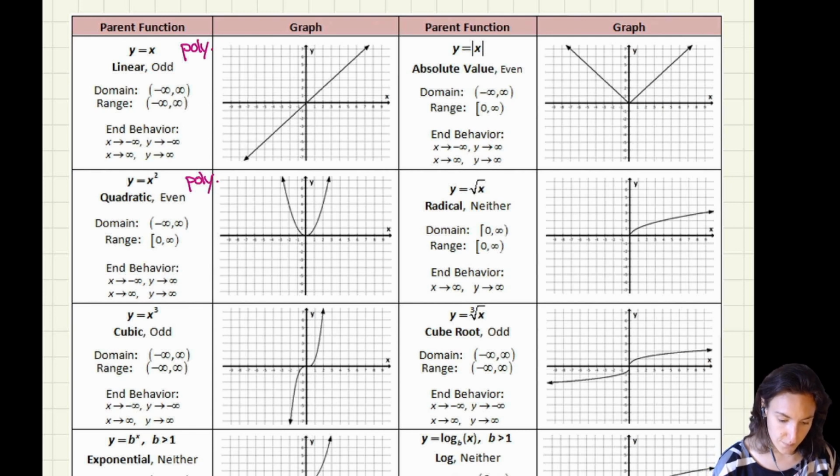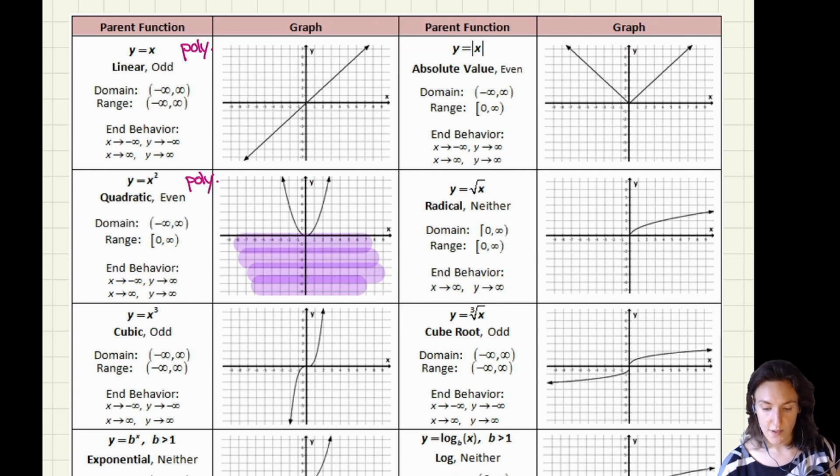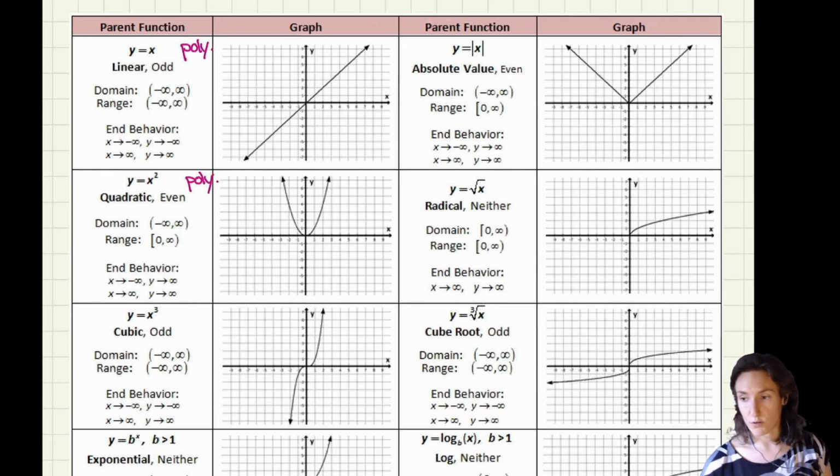And for this one, we don't have any restrictions on what x can be here. I'm not seeing square roots, I'm not seeing denominators, but I do have a restriction on my outputs. Notice that if you were to take a pen and you tried to look along these y values, I don't see anything there. So my range in this case would only be positive values, including 0.